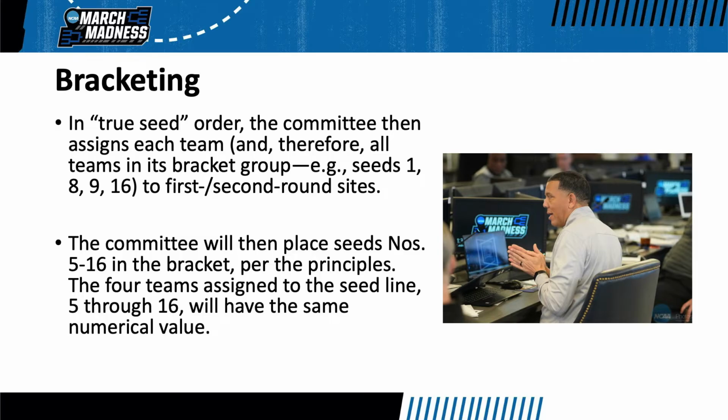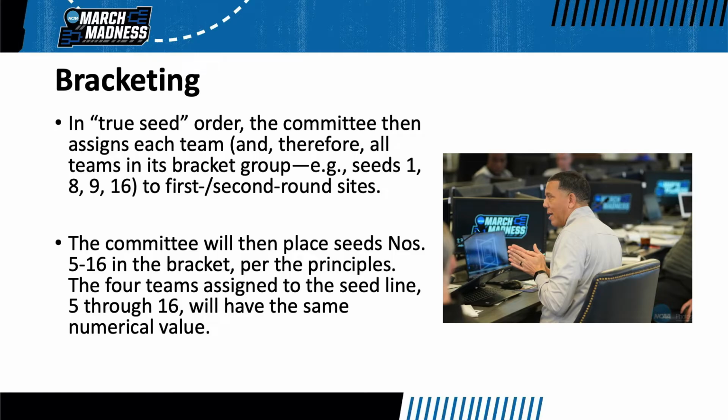The grouping concept applies to each of the 4 lines. When cities are assigned to the quartet of teams that are the number 2 seeds, that site also gets a 7, 10, and a 15 seed. When the number 3 seeds are assigned, those sites also get a 6, 11, and a 14 seed. And when the number 4 seeds are assigned, those sites also get a 5, 12, and a 13 seed.